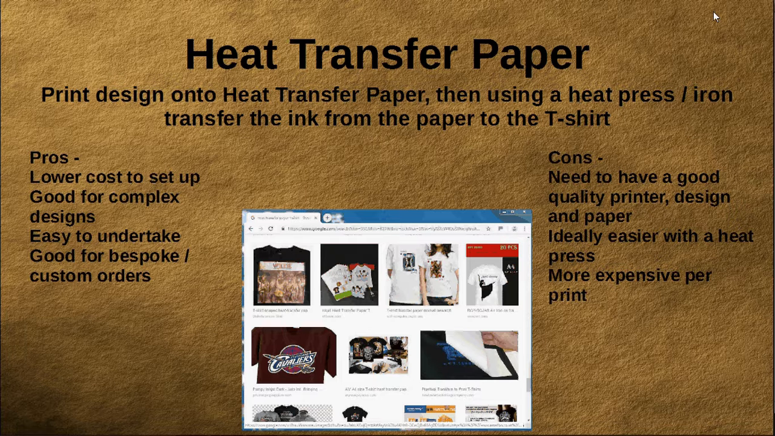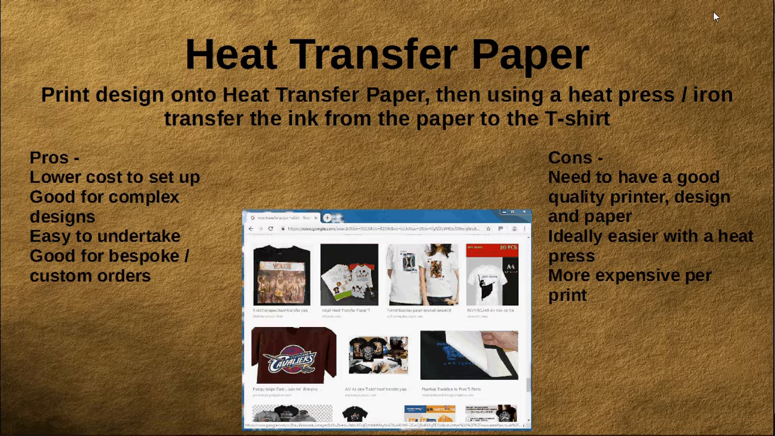The biggest downsides really are that you need to have a high quality printer, and you need to have a high quality design, and you need to have a high quality paper, because otherwise it's just not going to look that good. On top of that, it's ideally easier to use with a heat press. So again, people who are starting off maybe using an iron, but it is just easier to use a heat press.